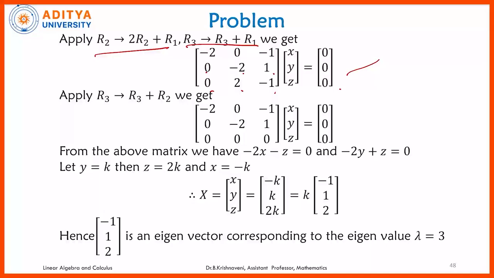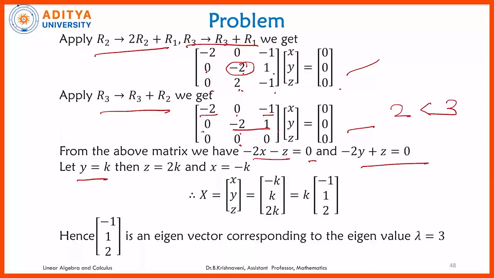Finally, fix this and make the entry below it zero using the operation R3 as R3 plus R2. So clearly here again the rank is 2, which is less than the number of unknowns. Write down the reduced system: minus 2x plus 0y minus z is equal to 0. And from the second row, 0x minus 2y plus z is equal to 0.